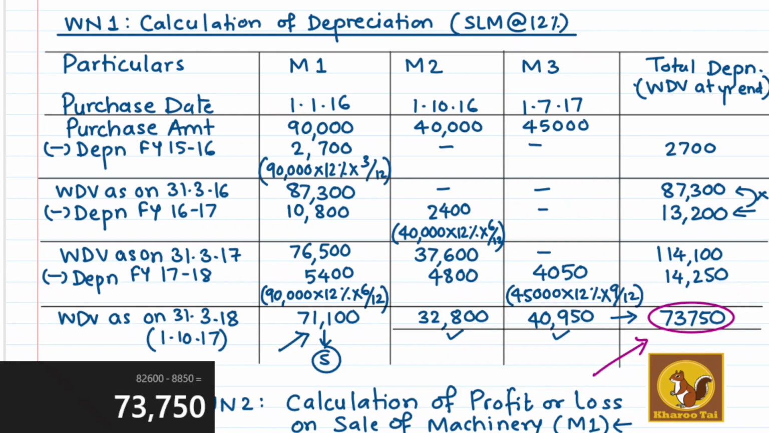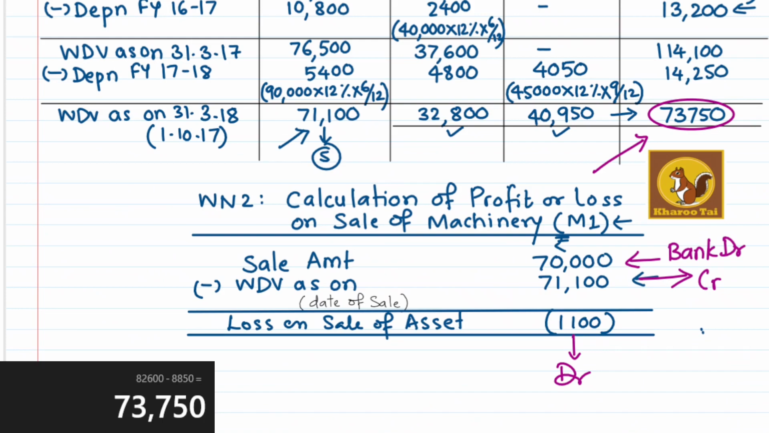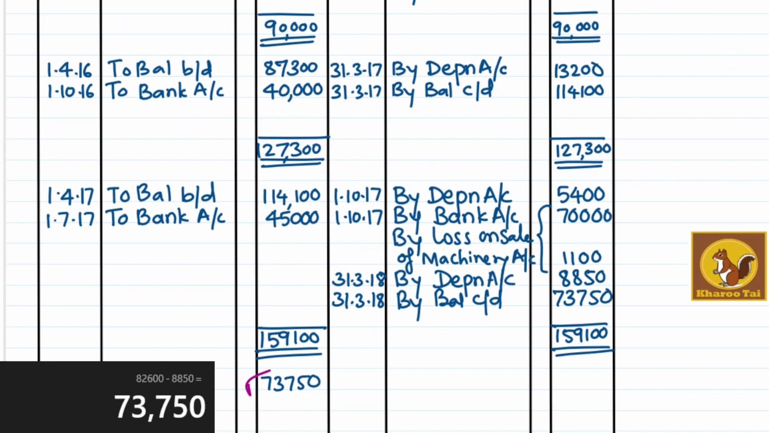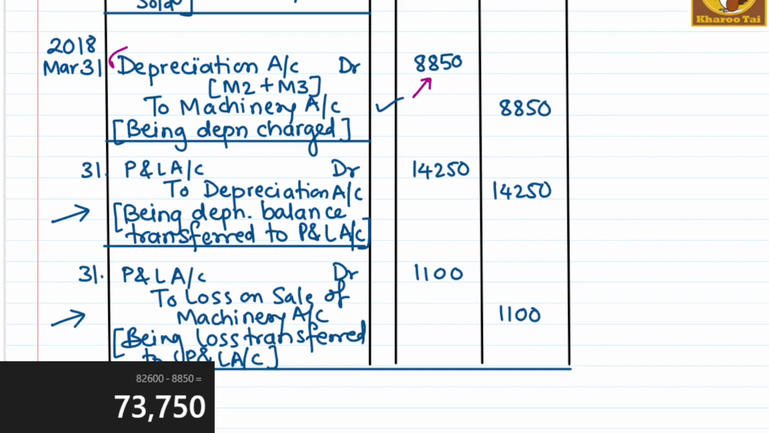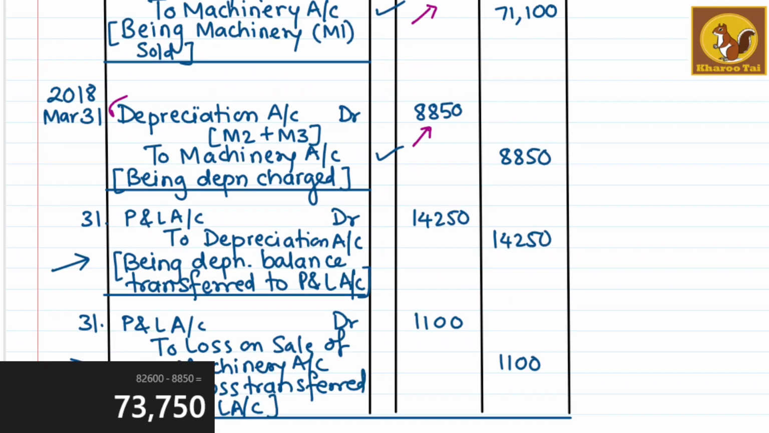So what have we done in this sum? First we started with working note 1, calculation of depreciation, then working note 2 for calculation of profit or loss from sale of asset. With this working, we opened the machinery account and did the posting for 3 years. The third year posting was done with the help of journal entries that we passed as required by the sum. So this was the practical problem 3 as per SLM method. This sum was from your textbook exercise.